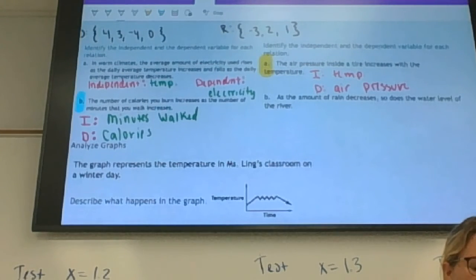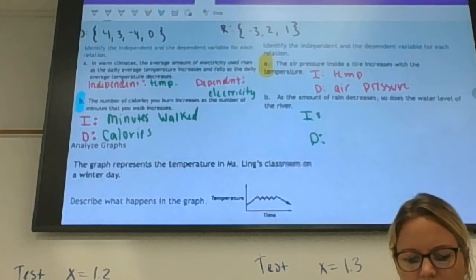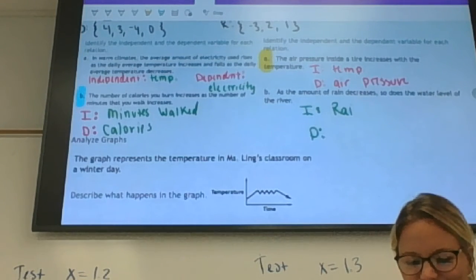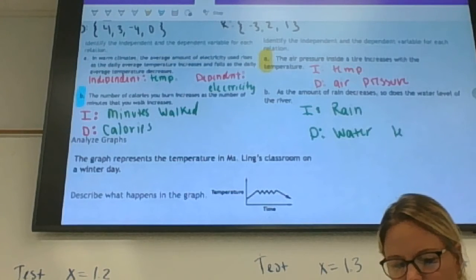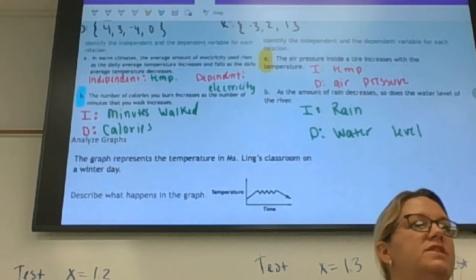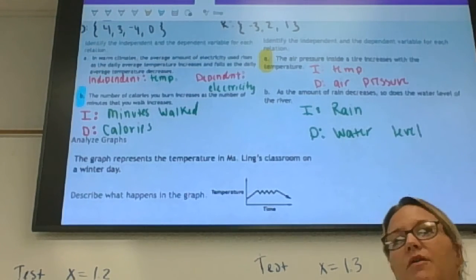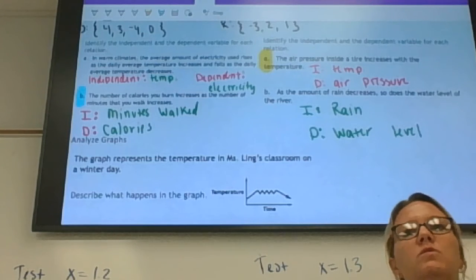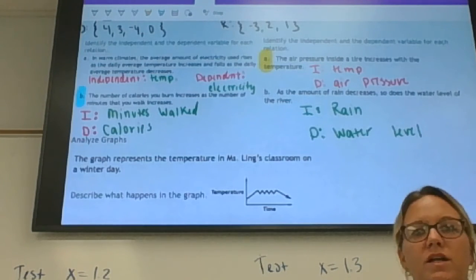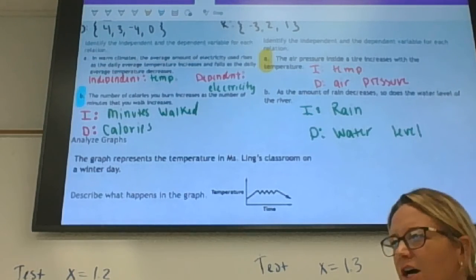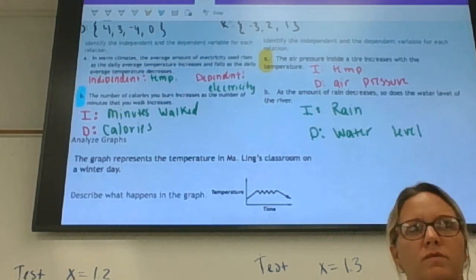All right, as the amount of rain decreases, so does the water level in the river. Does anybody think they can do this one? You go ahead, Kaden. Yes, good job. If there's not much rain, there's not much water in the river. However, could someone pump that water out? If someone were to pump a bunch of water out of the river, would it definitely rain? No, the water level doesn't affect the rain. The rain affects the water level.